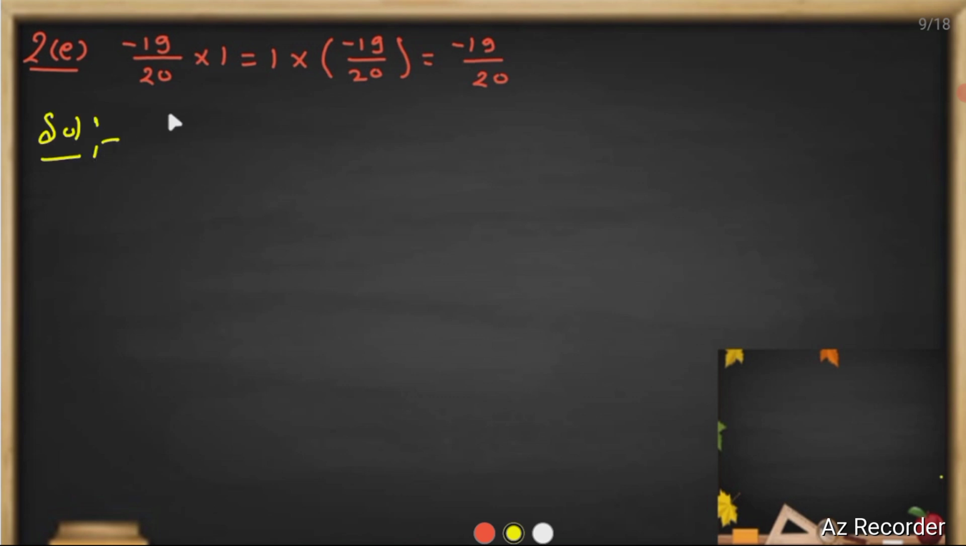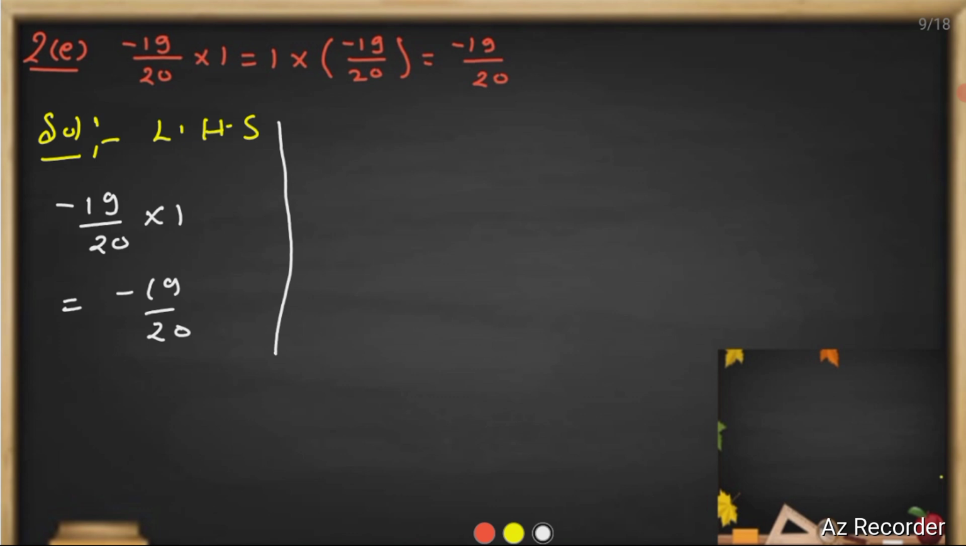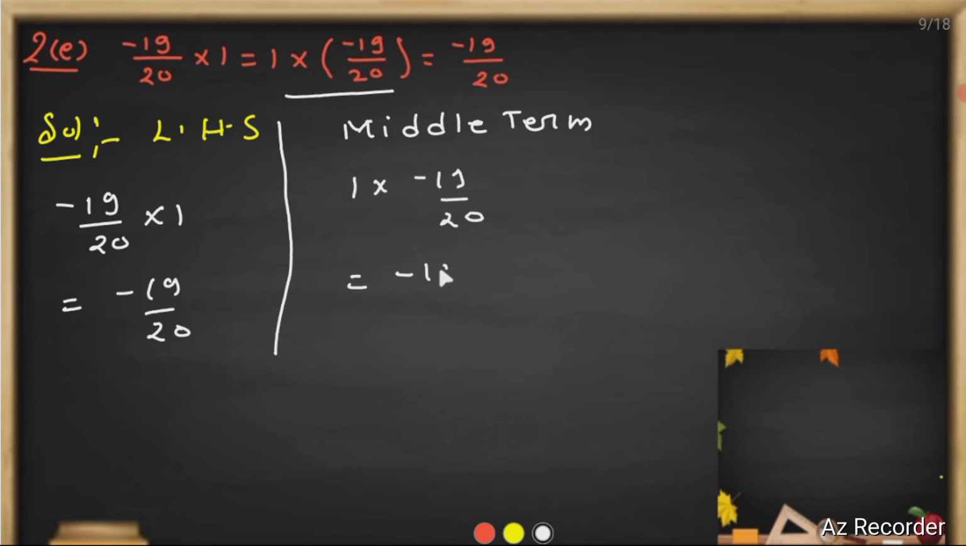So here we take the left hand side first. The left hand side is given here, negative 19 upon 20 multiply 1. So the final answer from here we have negative 19 upon 20. Okay, now I'm taking the middle term. This is our middle term. So middle term, 1 multiply negative 19 by 20, so it is also equal to negative 19 by 20.